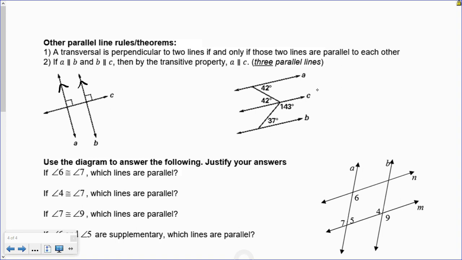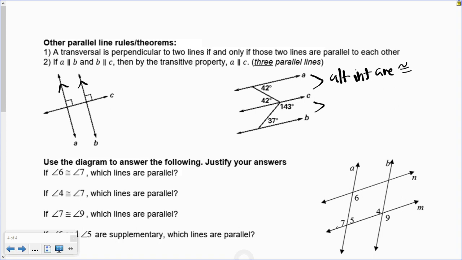So let's take a look. Why would A be parallel to C? Because the alternate interior angles are congruent. Sorry, that's a symbol for congruent. It's an equal with a squiggle on top. It's a symbol for congruent. Right? Why would C and B be parallel?